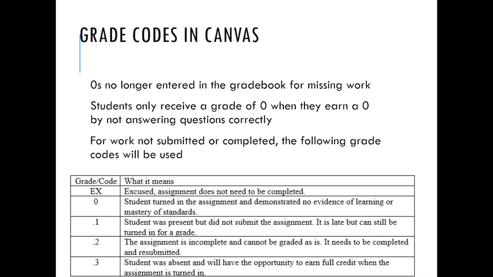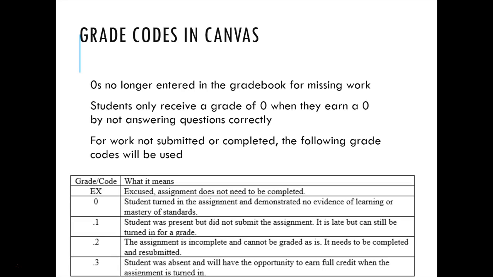Grade codes in Canvas. Zeros will no longer be entered in the gradebook for missing work. Students will only receive a grade of 0 when they earn a 0 by not answering questions correctly. For work not submitted or completed, the following grade codes will be used. For example, if a student was out for a week due to being sick and we completed a project while they were out, in the grade book, I would use the code EX, which means excused. And what that means is that the student does not need to complete that assignment, and it acts as if the assignment isn't even within the grade book because it doesn't hurt the student's grade, nor does it help their grade.